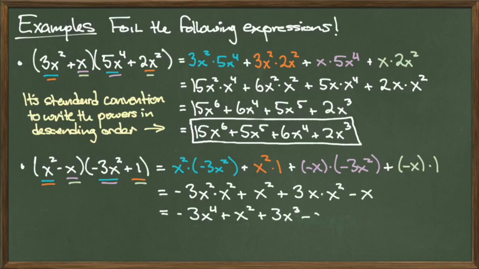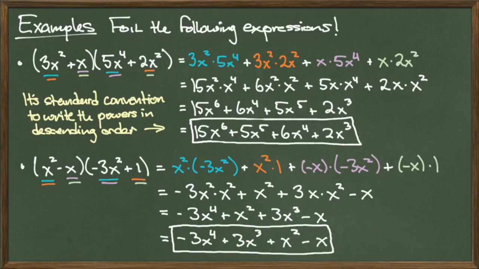At the end of the day, we get a final answer of minus 3x to the fourth plus 3x cubed plus x squared minus x.